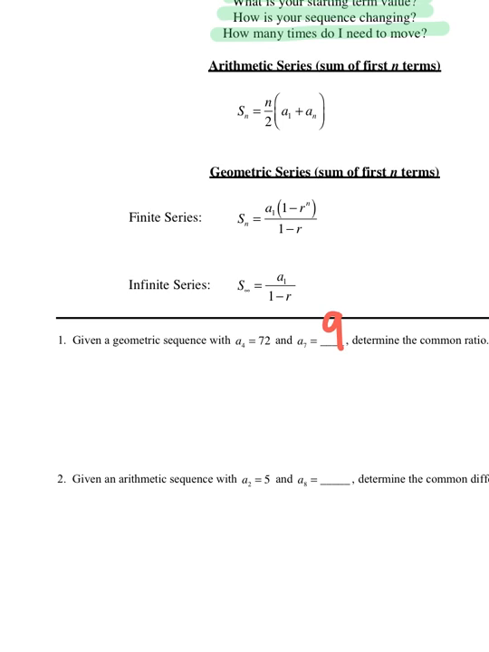What is your starting term value? 72. How is your sequence changing? I do not know. That is what I will look for, the common ratio. And how many times do I need to move? I will be moving 3 times.